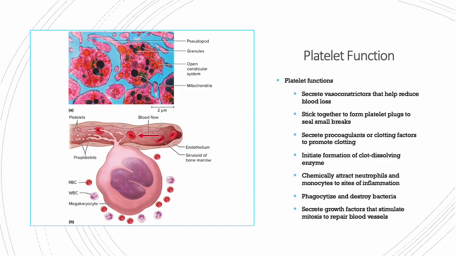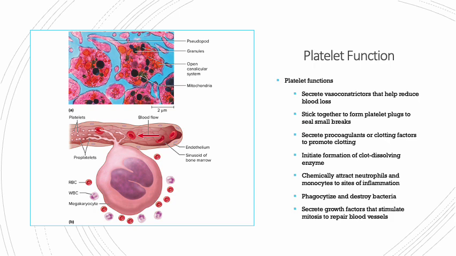Okay, they're going to secrete procoagulants, which are clotting factors. And this is going to promote clotting of blood in that area. So anything that is called a coagulant or that coagulates is a clotting thing. So procoagulants is all for clotting. They're going to release those to get clots happening. This is going to initiate the formation of clot-dissolving enzymes. Okay, these are going to chemically attract neutrophils and monocytes to the site of inflammation or injury.